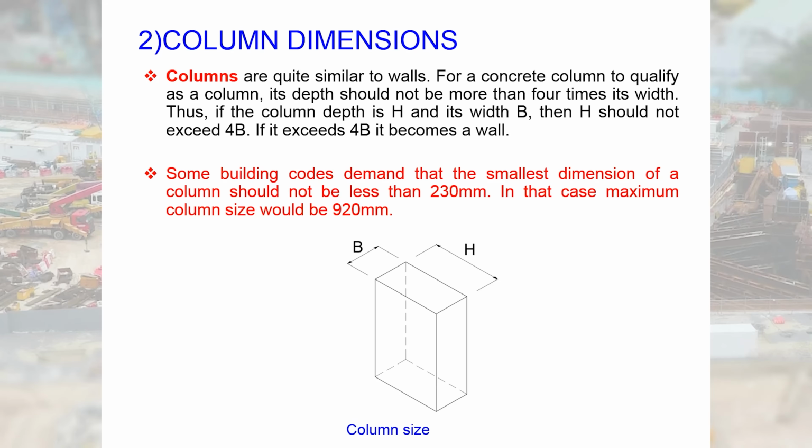Some building codes demand that the smallest dimension of a column should not be less than 230 millimeters. In that case, maximum column size would be 920 millimeters.